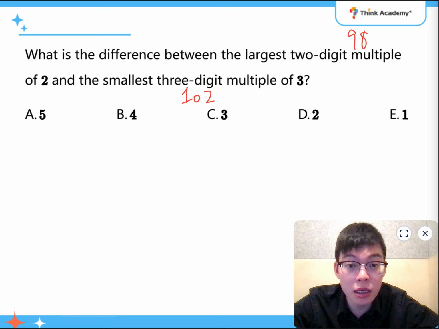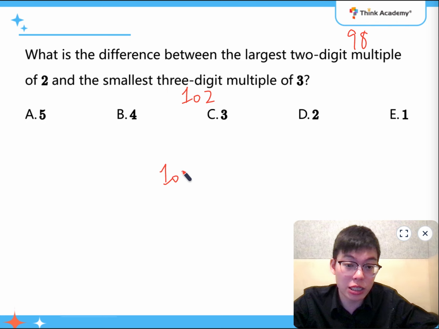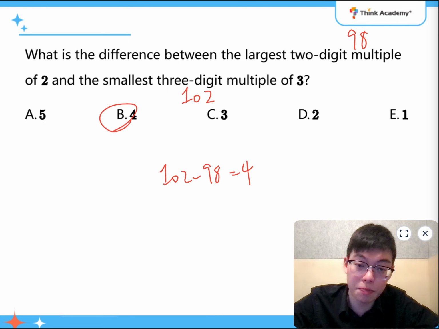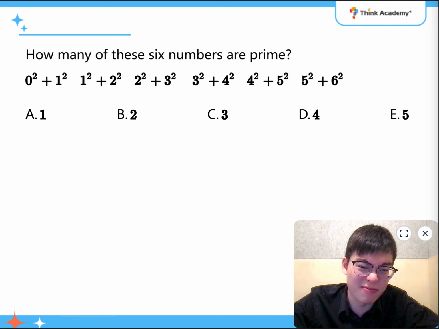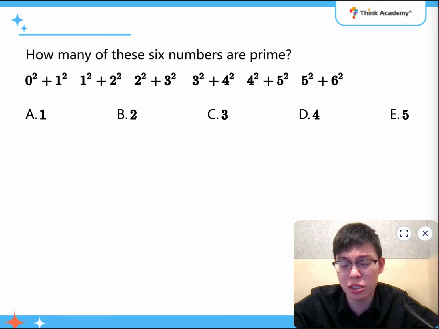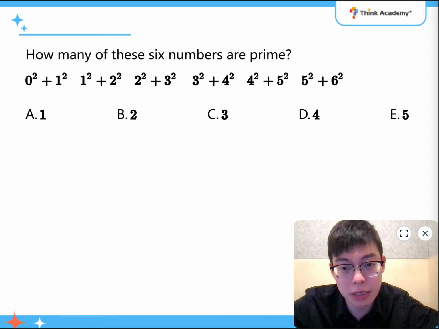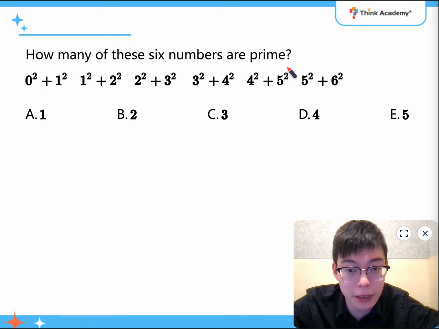Okay. And the difference between them, you just need to do a subtraction there, and that's giving you 4 as the answer. So the answer is B for this one. Okay. That's for the 7th question. Now the 8th one. A simple calculation question. Well, you can also say that it's number theory on primes and composites. Basically, as long as you know how to add the square numbers, you will be able to find the answer.